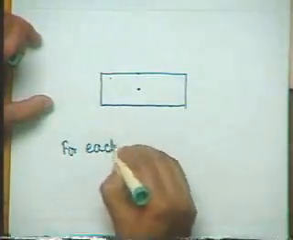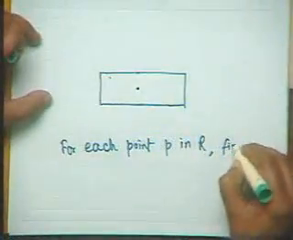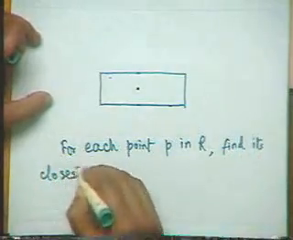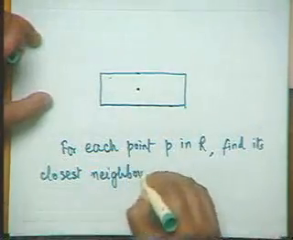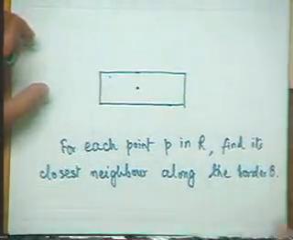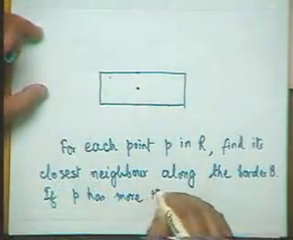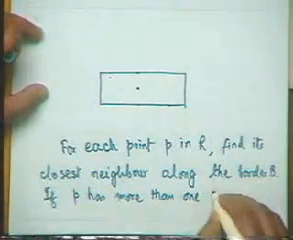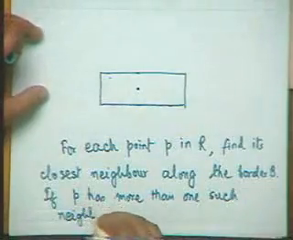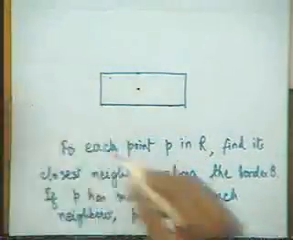So, we define the medial axis as follows. For each point P in R, where R means the region, find its closest neighbor along the border B. Now, if P has more than one such neighbor, then P belongs to what is known as the medial axis.